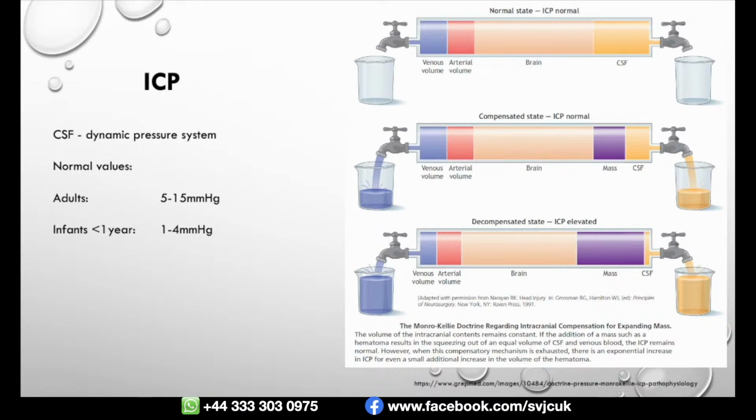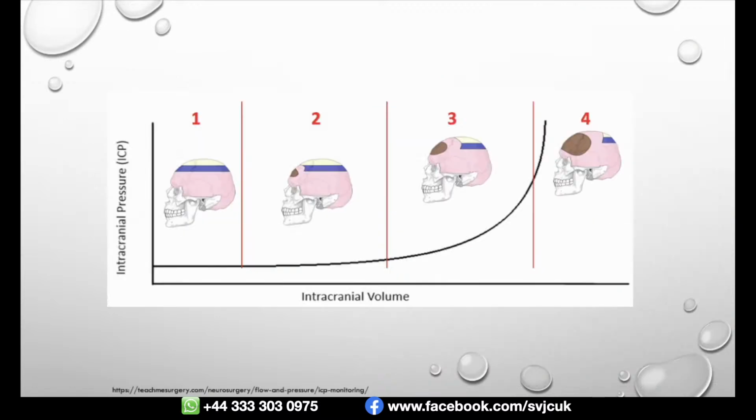So I'm going to show you in the next slide how this appears. So you can see on the y-axis you've got your intracranial pressure, and on your x-axis you've got the intracranial volume. And again, slightly different colours representing different components, but pink for the brain tissue, blue for the blood, and yellow at the top for CSF.